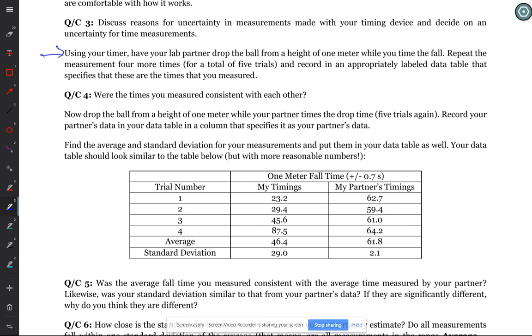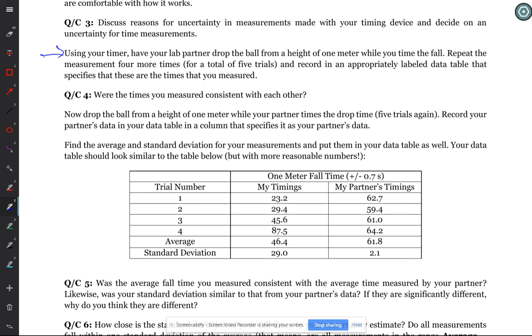Notice I have plus or minus. I used 0.7 seconds here. That was just the number I made up for the purposes here. That's, I hope, not your value. Your plus or minus, there's no real right answer, but there's definitely wrong answers. Like if you say plus or minus 10 seconds, yeah, that's going to lose you credit. Everybody knows it's not going to be plus or minus 10 seconds for the time it takes for a ball to drop 1 meter.